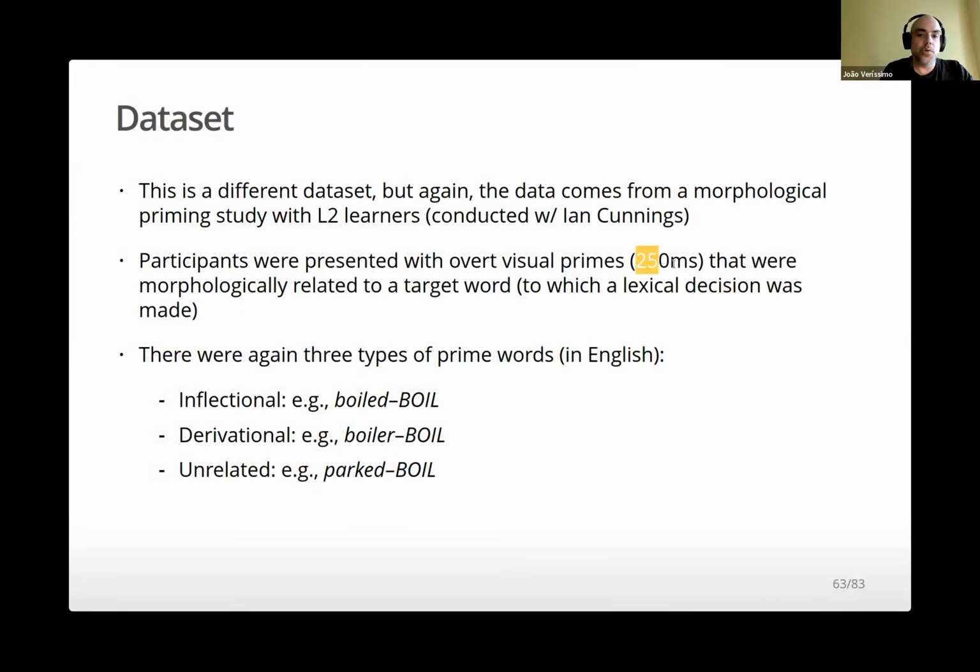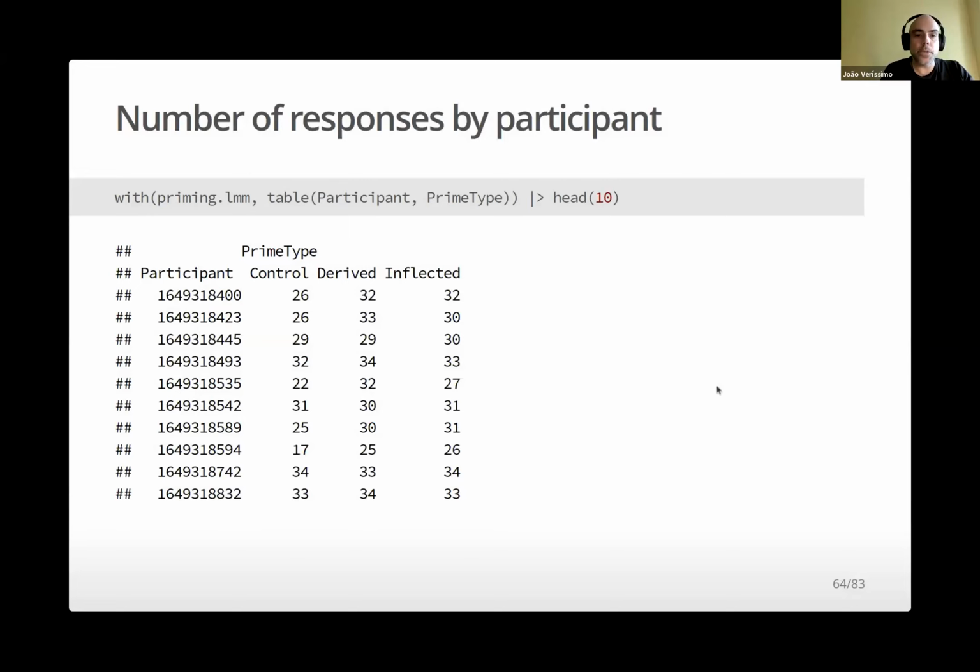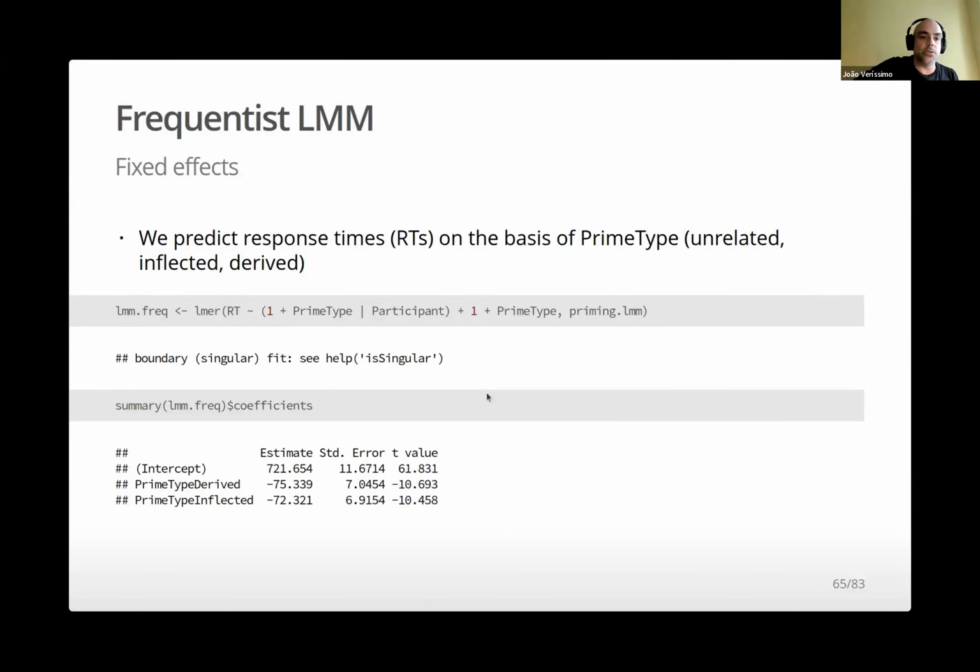One difference is that the primes were shown for longer, and that's one reason why we might expect different effects. We can see here that we have a number of controlled trials, a number of derived trials, and a number of inflected trials for each person. And of course, the data is clustered. And like Ian and George said, we need them to conduct a mixed effects model.